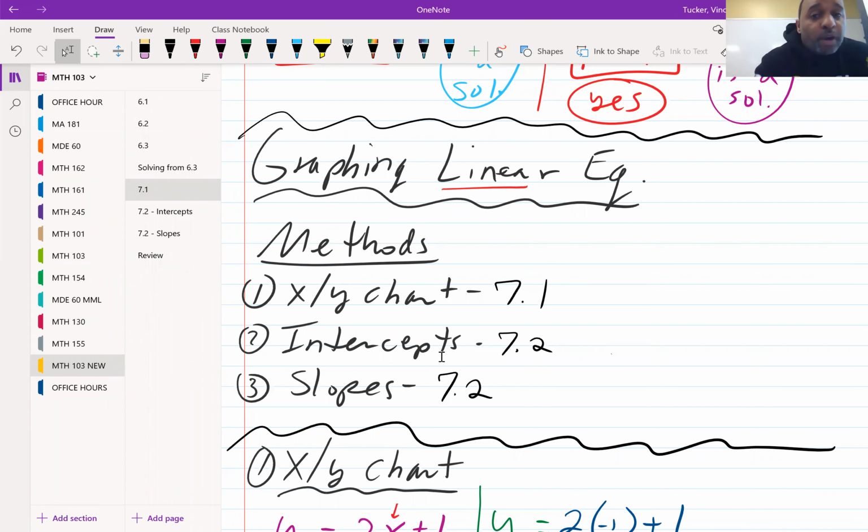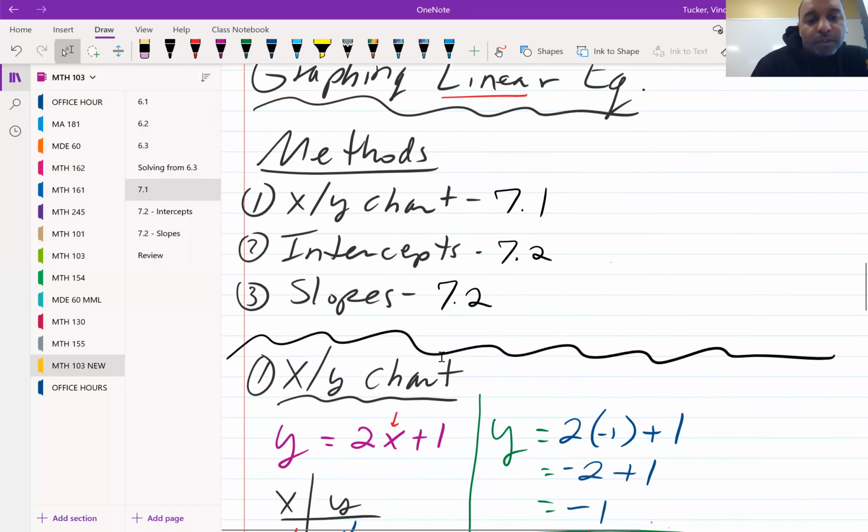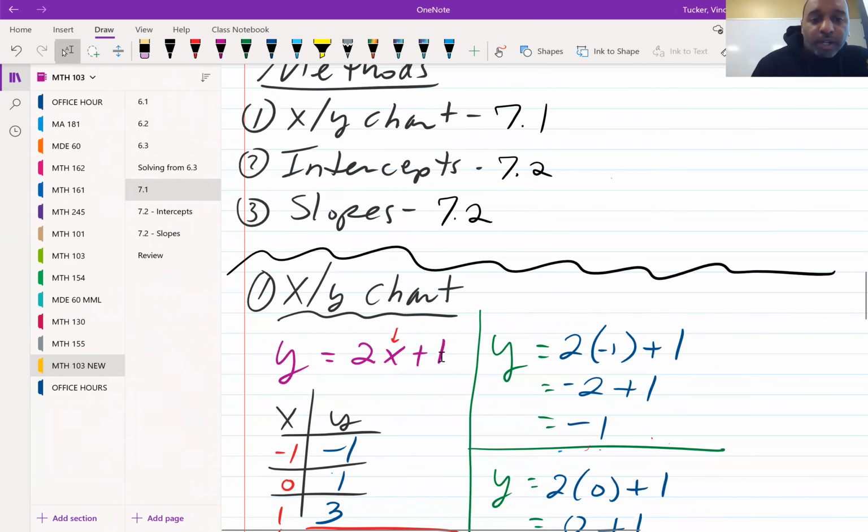Also, I didn't mention, since it says graphing linear equations, the key word is linear, and the word linear is line. So for the most part, the graphs that you will be graphing will be straight lines. There will be one scenario where it will be a little different, and I'll show you in a second. The method will be the same, but the outcome will be different. All right, so let's look at this first method, generating the XY chart.